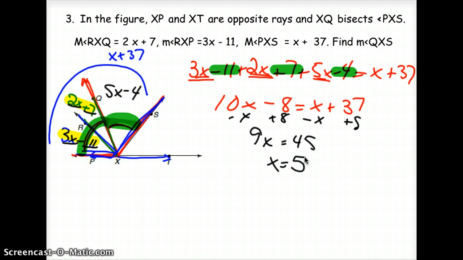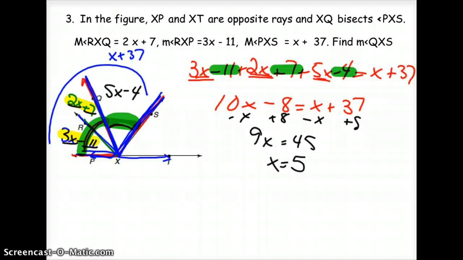Now they're asking me to find QXS. So do you guys see how this works? I'm constantly going back to my diagram. I encourage you to draw the diagrams in your homework and go ahead and write your expressions in your picture.